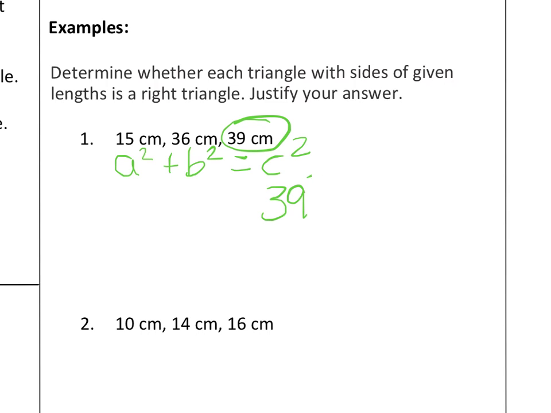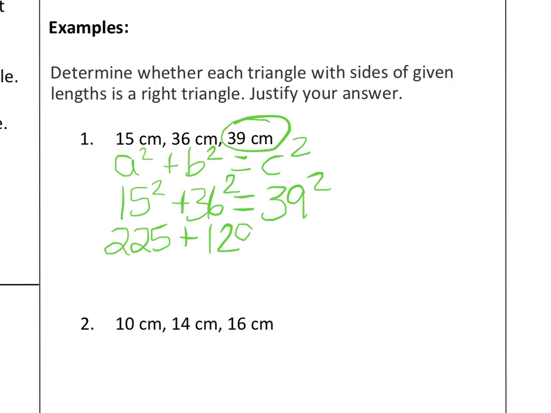That's the only one that matters. The longest side has to go in place of c. The other two, it doesn't matter. I could put 15 for a and 36 for b, or vice versa. So 15 squared is 225, and 36 squared is 1,296. And then 39 squared, remember that means 39 times 39, is 1,521.